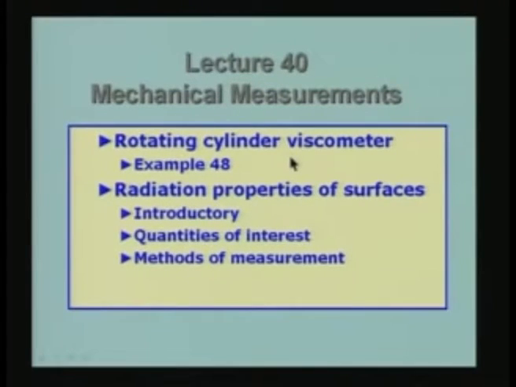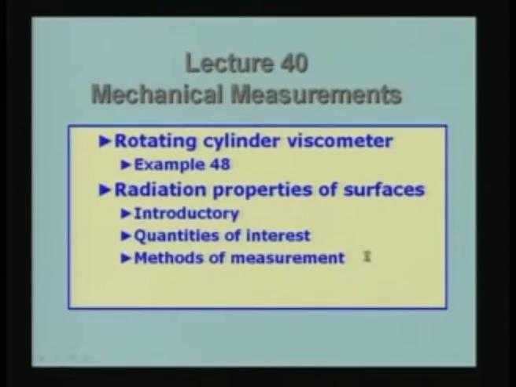After that, I am going to change the topic, and I will be describing, in the rest of this lecture and probably a little in the subsequent lecture also, the radiation properties of surfaces and how they are measured. We are going to give some introductory ideas, then describe the quantities of interest, and then describe some methods of measurement of these.